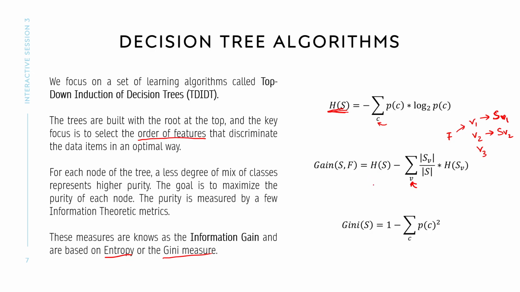So the gain is always calculated like this. And the Gini measure is similar to entropy; these two are related. It is measured as 1 minus the sum of P of C squared, right? And if you want to find the Gini gain, then you replace this H of S with Gini of S everywhere. So here also, right? That is the only difference.